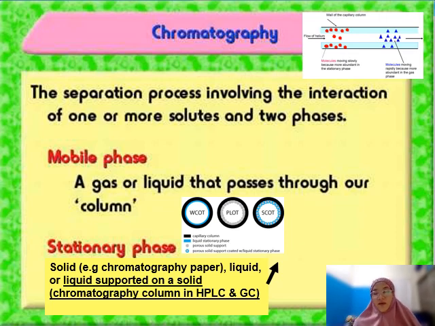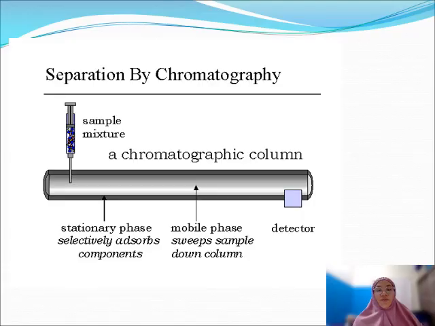So biasanya column lah, column will be the stationary phase and the mobile phase will be the gas, or it could be the liquid that akan run through the column. Stationary phase is the column, the mobile phase is the solvent, that could be liquid, and also it could be gas. So this is an example of separation by chromatography. The column here will be the stationary phase and the mobile phase will be the gases, or it could be liquid lah, bergantung pada types of machine.